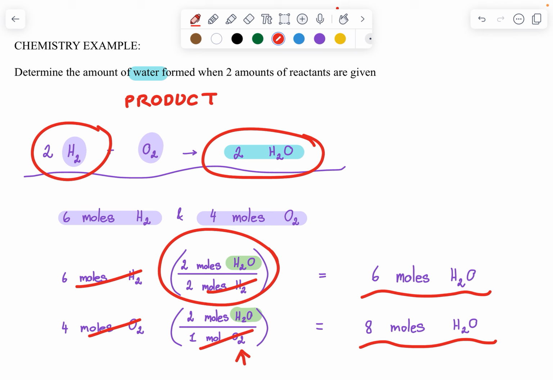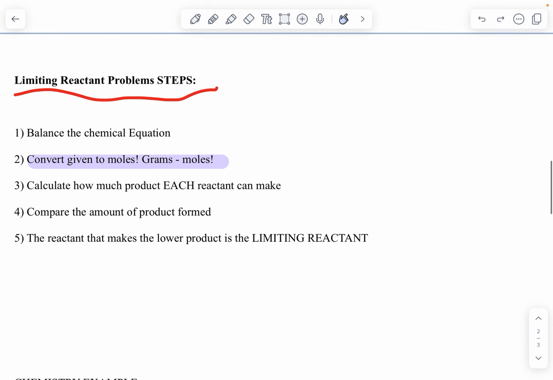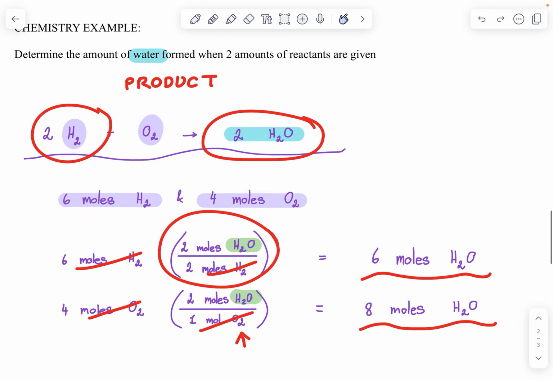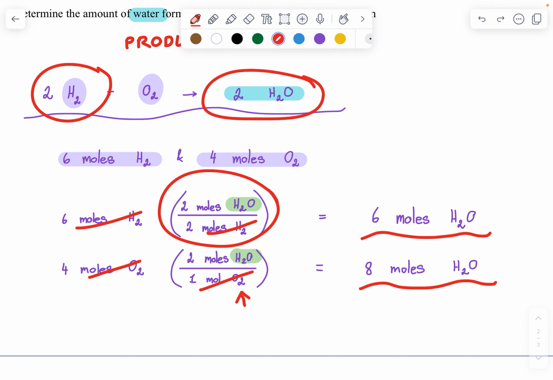What did we do next? What was our next step? Oh, right. The reactant that makes the lower product is the limiting reactant. Compare the amount of product formed. And the bigger one, you instantly cross it out. What's our limiting reactant? It's the H2.